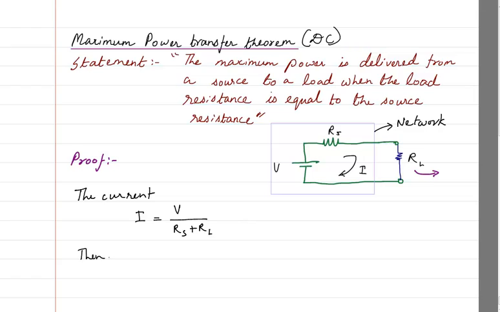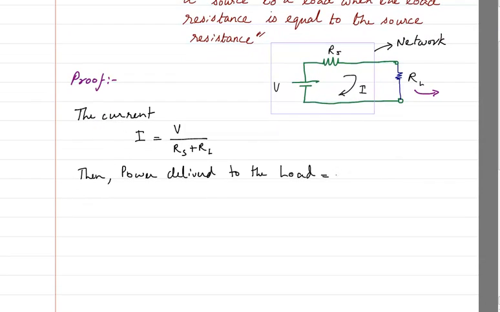Then, power delivered to the load. The load is RL, so the power delivered to the load, you all know, is V into I, or even I square R. Here, what is the R? It is the load resistance RL. Therefore I will use this formula. So power is going to be equal to I square RL.